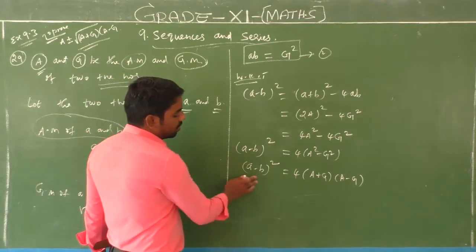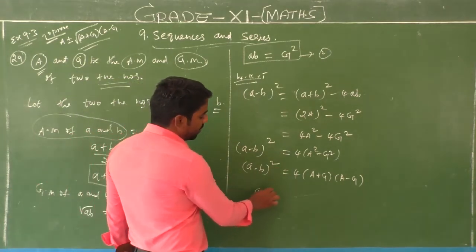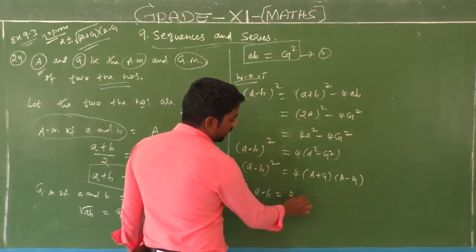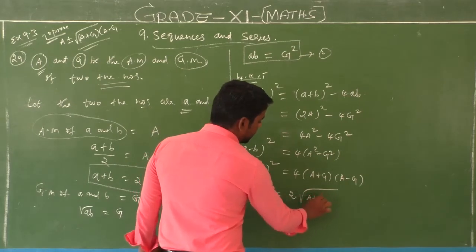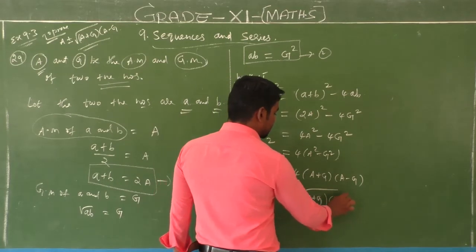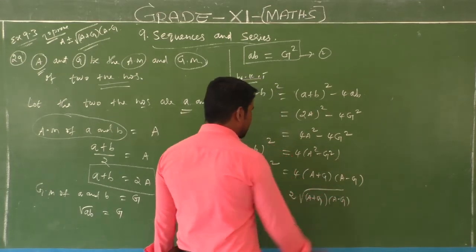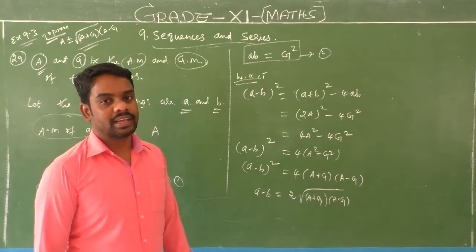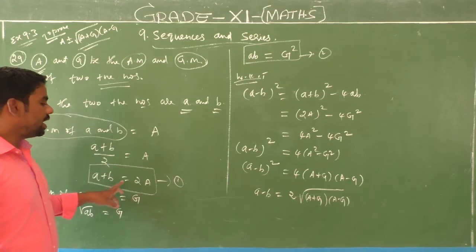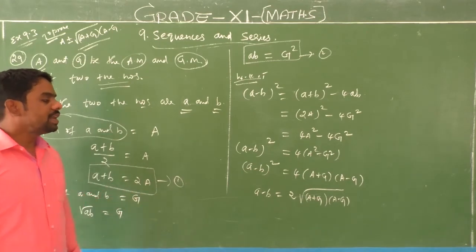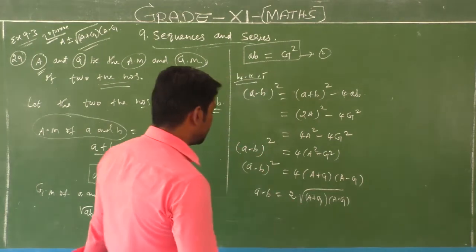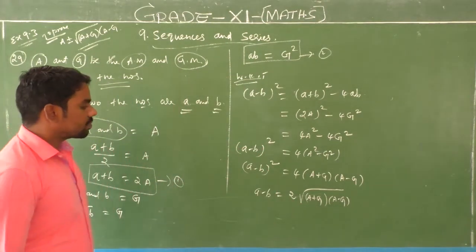Taking the square root on both sides, a minus b is equal to root of 4, which is 2, into root of (A plus G) into (A minus G). This is a minus b. So a plus b is 2A and a minus b is equal to 2 root of (A plus G)(A minus G). This is equation number 3.